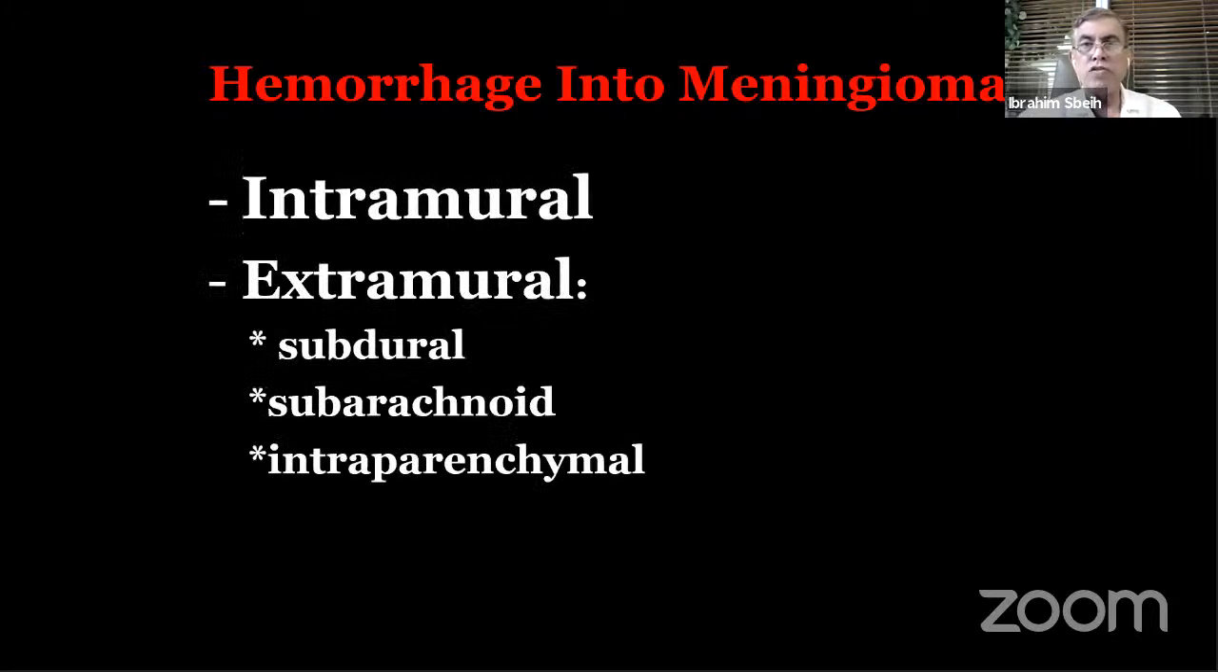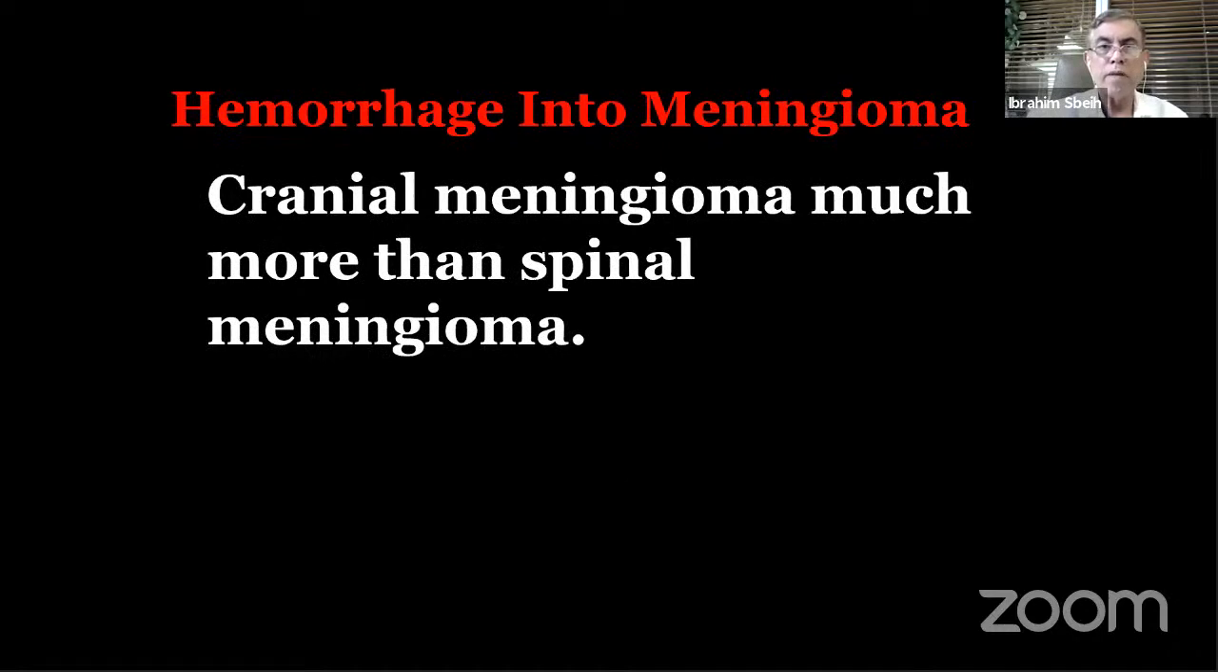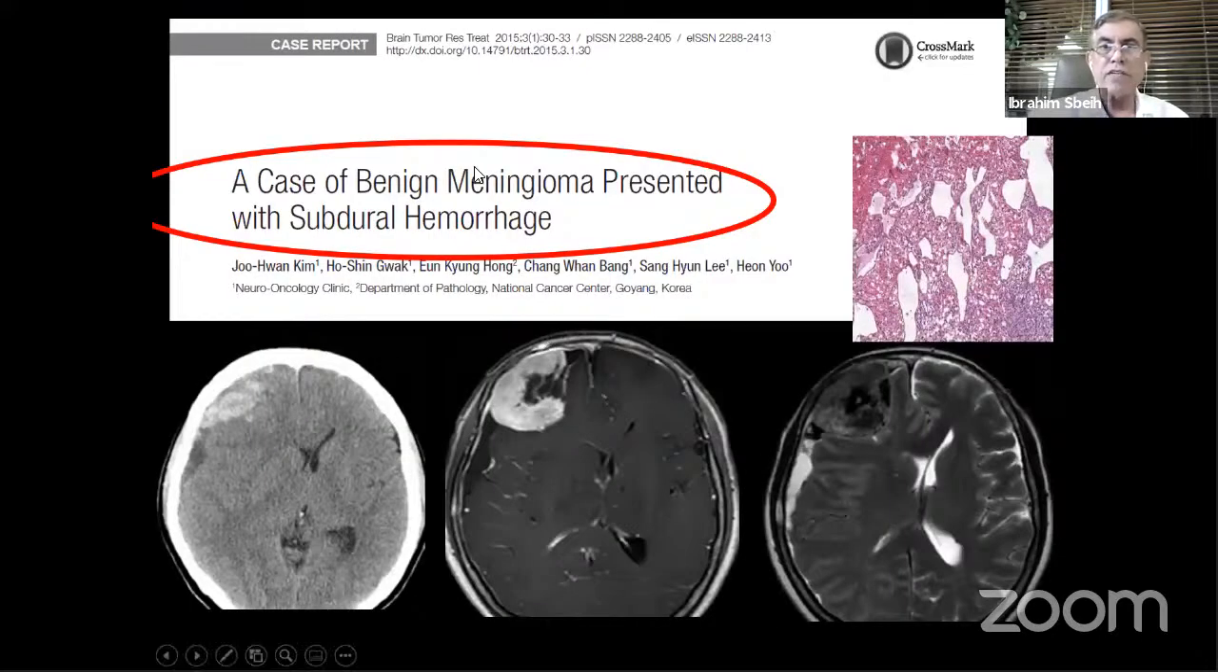And the bleeding in the meningioma could be inside the tumor, intramural, or outside the tumor: subdural, subarachnoid, or intraparenchymal. Remember that cranial meningiomas bleed much more often than spinal meningiomas. This is a case of benign meningioma presenting with subdural hemorrhage. Look at the initial CT. This is a subdural hematoma. How many of us think of an underlying cause for this? We just go for burr hole evacuation without thinking any further than the surface. So this is the tumor, and this is the subdural, and I will allude to this later on.